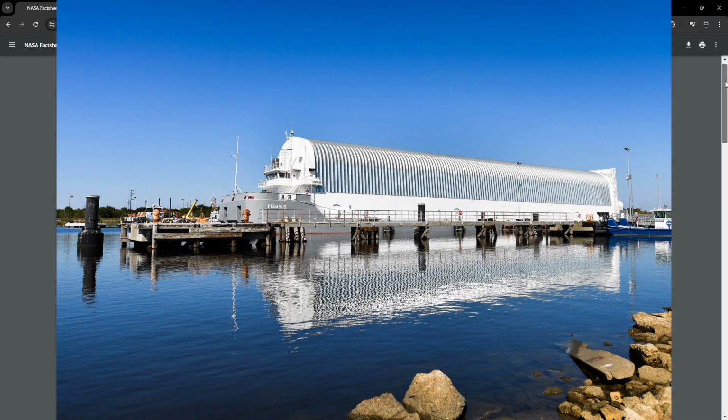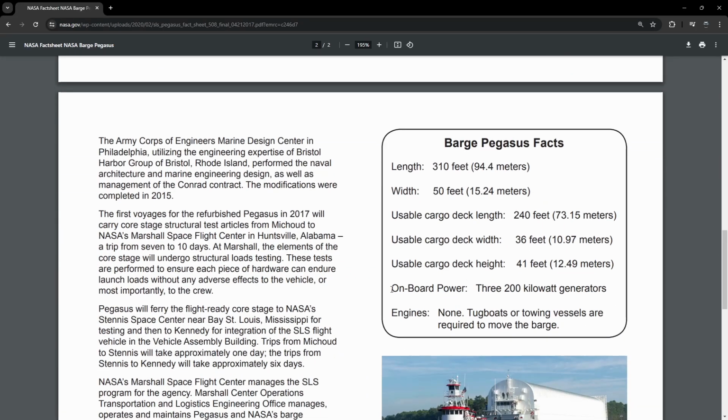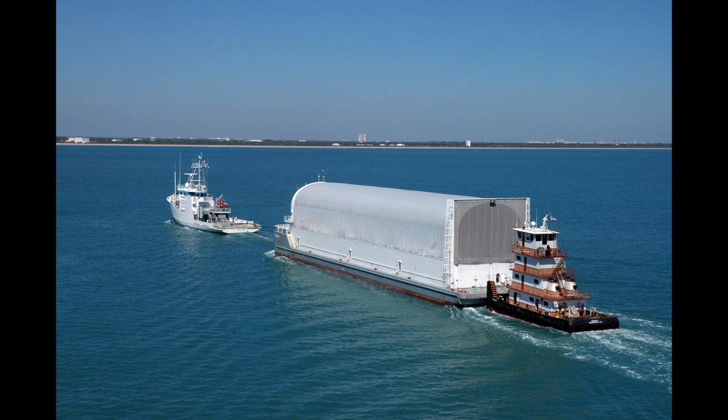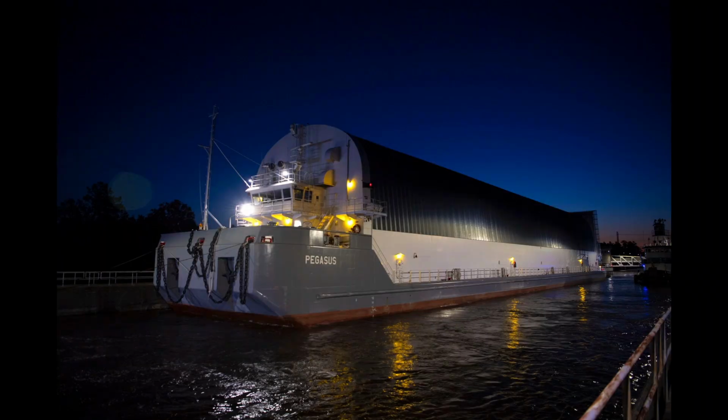It does have 3 200 kilowatt generators on board to power its lights, and it does have a bridge which controls steering and lets it communicate with the tugboats. It also has some crew quarters for people to sleep in.